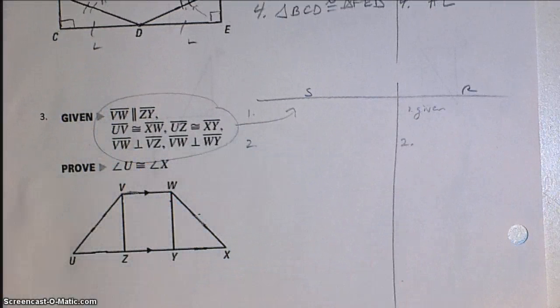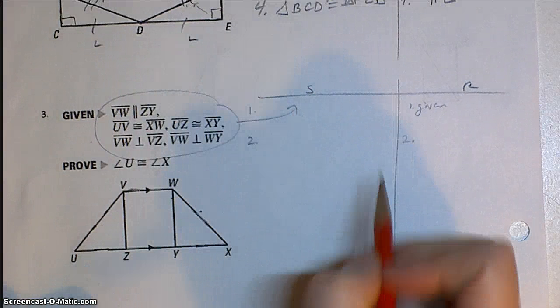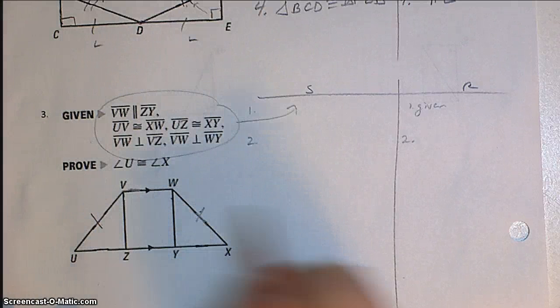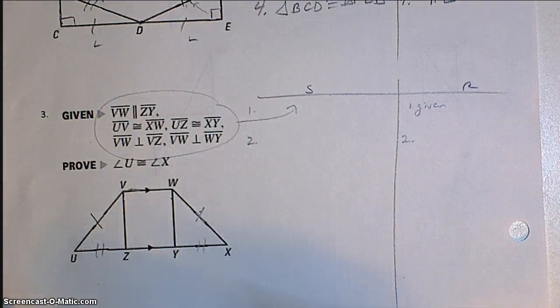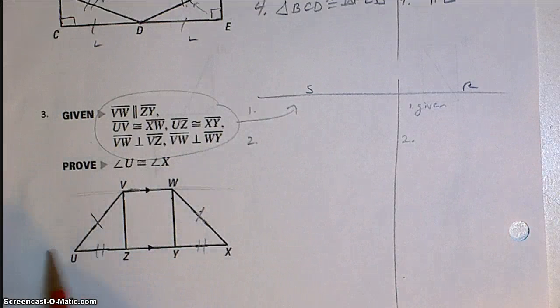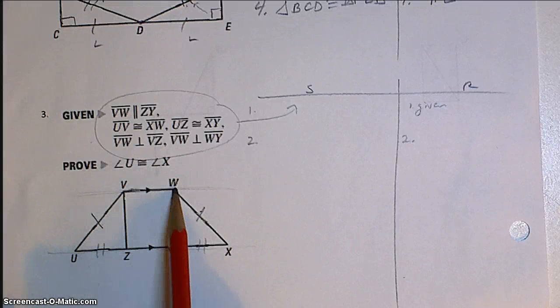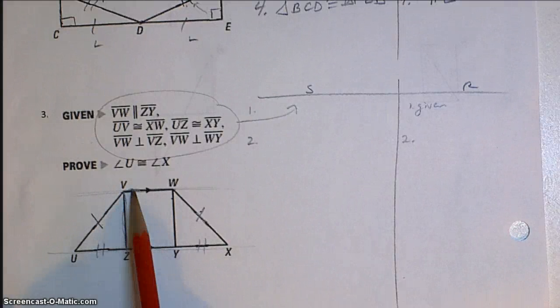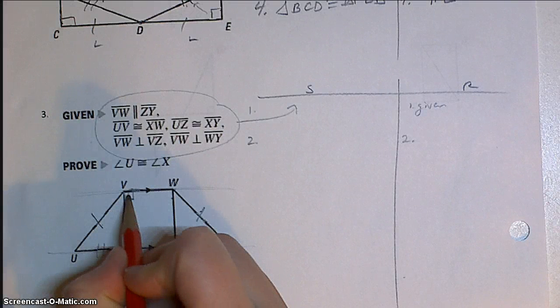Done. Okay, number 3. Number 3's got a lot of information. So you would list out all your given information here. Then I'm just going to mark up my picture. UV, XW, UZ, XY are congruent. And these lines are parallel. VW is perpendicular to VZ. That's these two sides. So that means this angle is a right angle. I'm going to mark that as angle number 1.